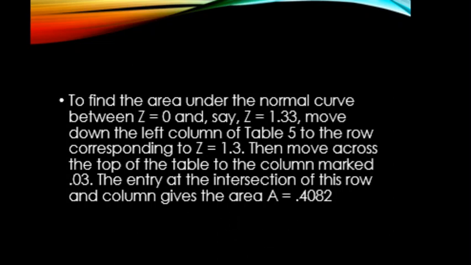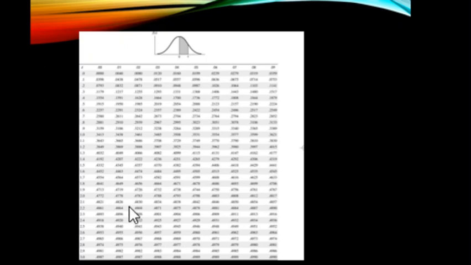It's 0.4082. So let's look at where it is. So this is 1.3, and this is where the third decimal place is. Okay, so the intersection of these two will give us this area between 0 and 1.33.